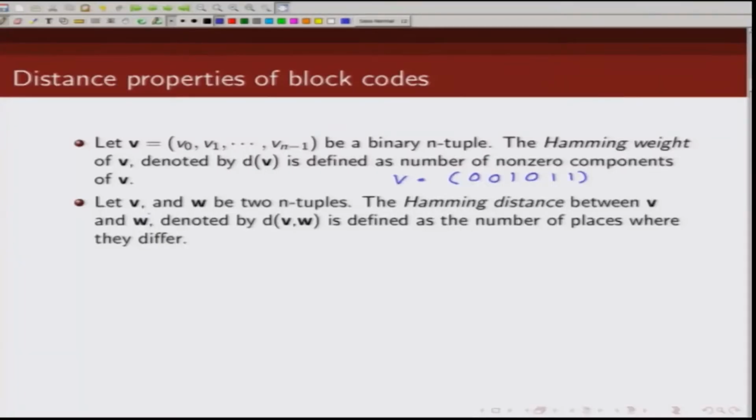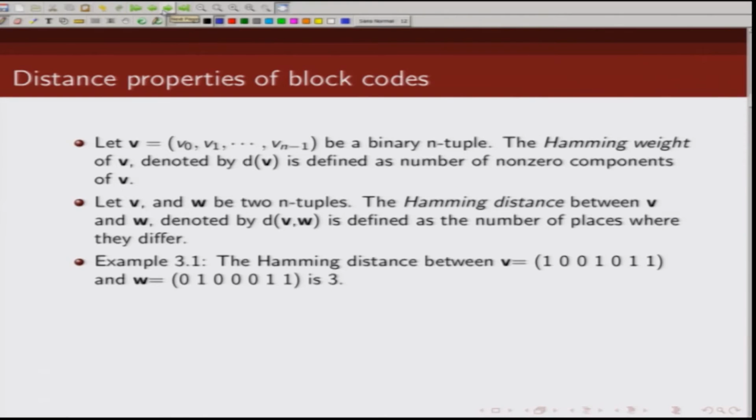Now, let V and W be two n-tuples. We define the Hamming distance between V and W, denoted by d(V,W), as the number of places where V and W are differing. So, for example, if V is given by 1 0 0 1 0 1 1, and W is given by 0 1 0 0 0 1 1, then what is the Hamming distance?